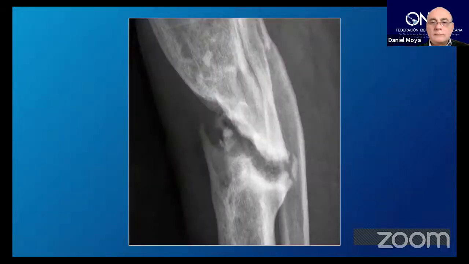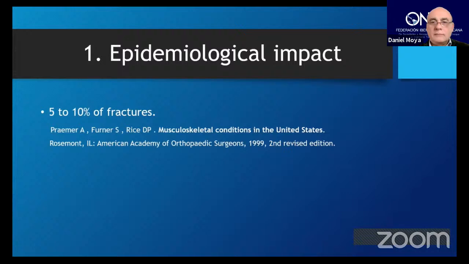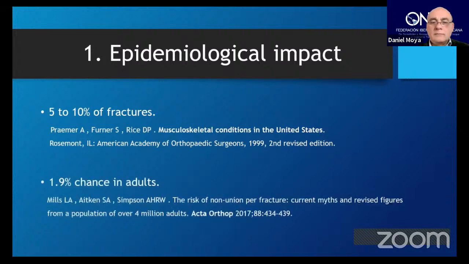When the biological response stagnates, our problems begin. The epidemiological impact is overwhelming. The different reports range from 5 to 10% of the cases of all the fractures to more recent studies that refer to 2% of all the fractures.